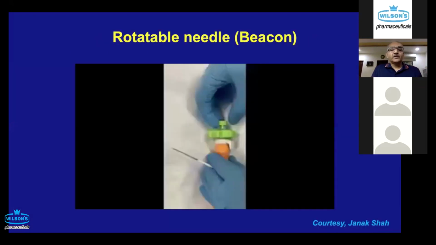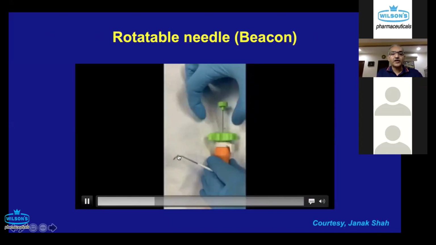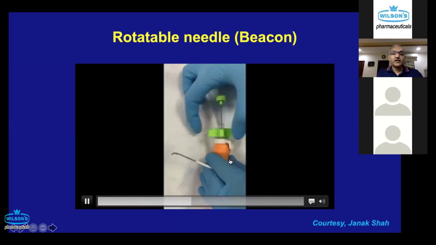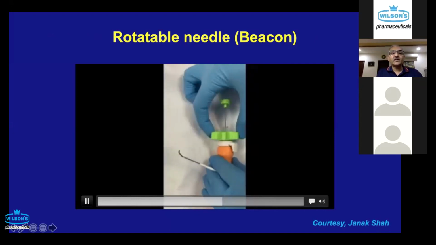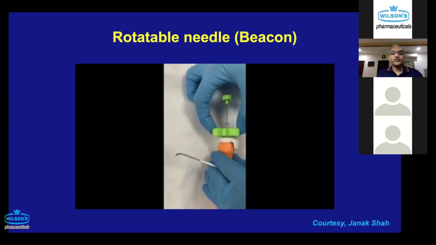So there's a new accessory which has come quite recently called the rotatable needle. As the name suggests, you can see the needle tip can be rotated, and this would guide our guide wire to go in a particular direction. For example, if you're puncturing from the duodenum into a dilated bile duct system, the wire prefers to go towards the hilum, but if you want to go towards the papilla, this would help.